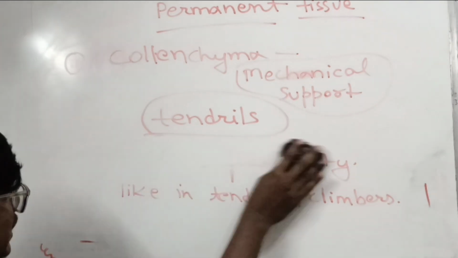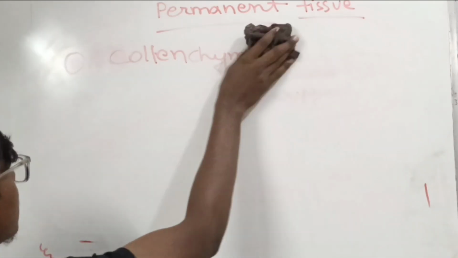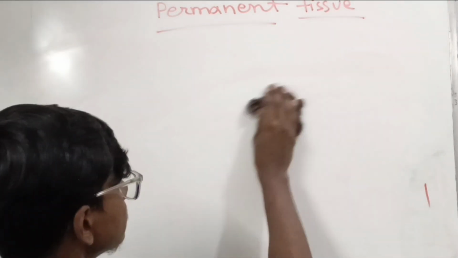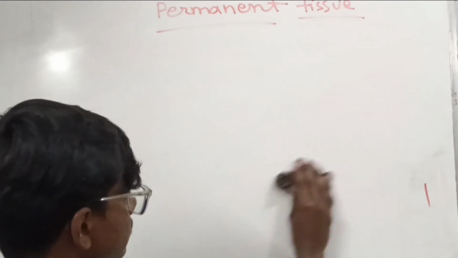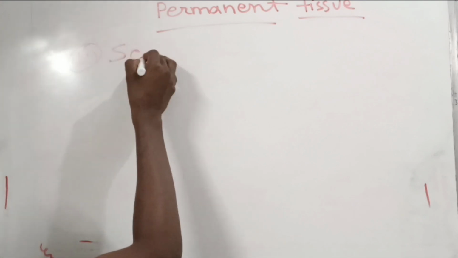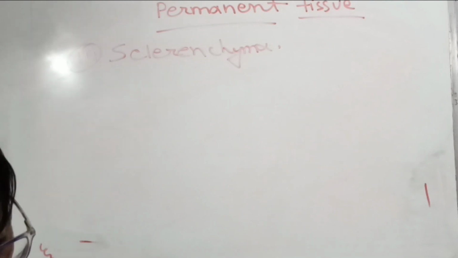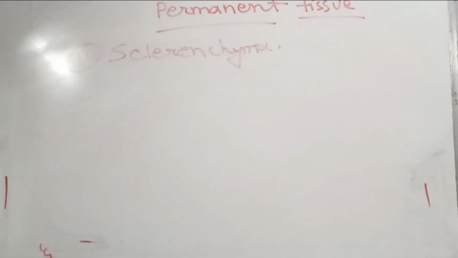Next we will see the last type of permanent tissue, that is sclerenchyma. This is the third type of permanent tissue, sclerenchyma. This sclerenchyma tissue is dead in nature, like the cells of this sclerenchyma will be dead.